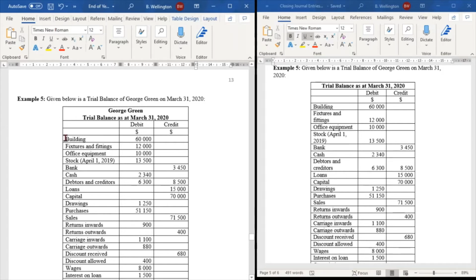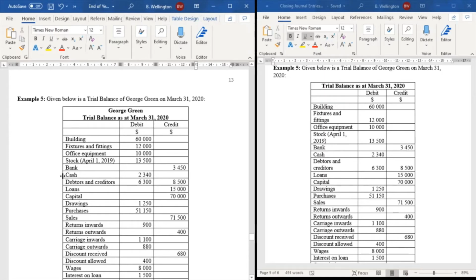Building is an asset, so it would not be used in your trading or profit and loss account. It will be used in your balance sheet, so put a B beside that. Fixtures and fittings, those are assets as well. Put a B beside that for balance sheet. Office equipment will be used in the balance sheet, so put a B beside it. Stock at the 1st of April, the opening stock, this will be used in your trading account, so put a T beside it. Bank belongs to the balance sheet, so you put a B beside it.